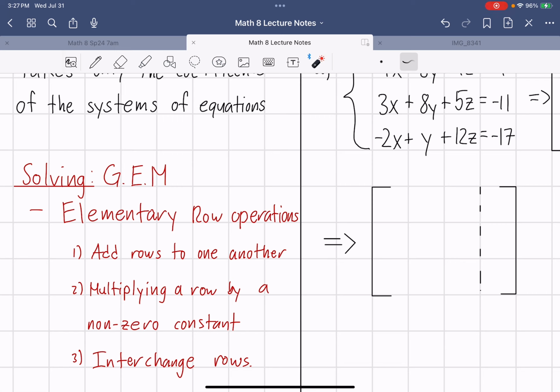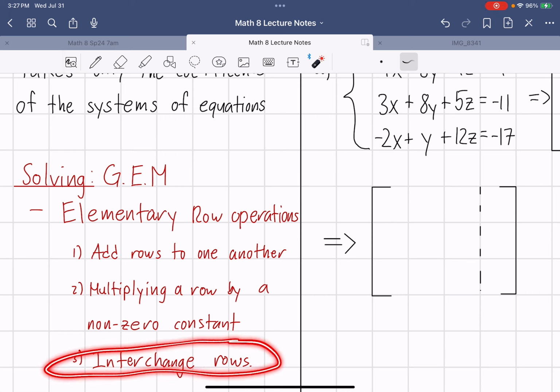So that's why we have multiplying a row by a non-zero constant. The idea is, it's an equation, so as long as we multiply both sides of the equation, it is balanced. We're not changing the value of the equation, but we are trying to get it to have a similar value to the variable that you want to eliminate from the other equation.